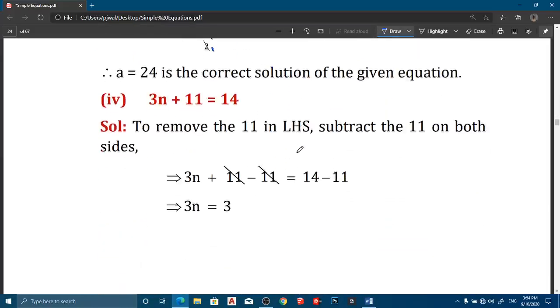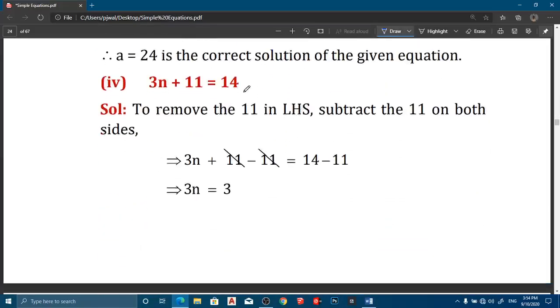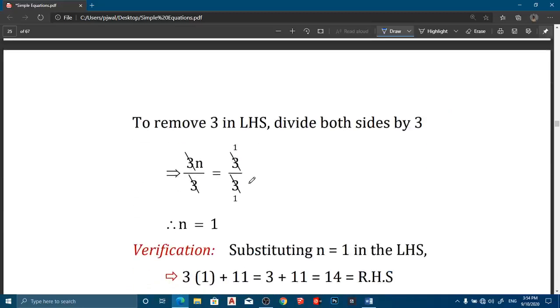Next, 3n plus 11 is equal to 14. So to remove the 11 in the LHS, subtract 11 on both sides. 11 and 11 get cancelled. 14 minus 11 is 3. So therefore 3n is equal to 3. Now you have to remove the 3 on the left side. So you have to divide by 3 on both sides. So now 3n by 3 is equal to 3 by 3. The 3s get cancelled. We will get n is equal to 1.